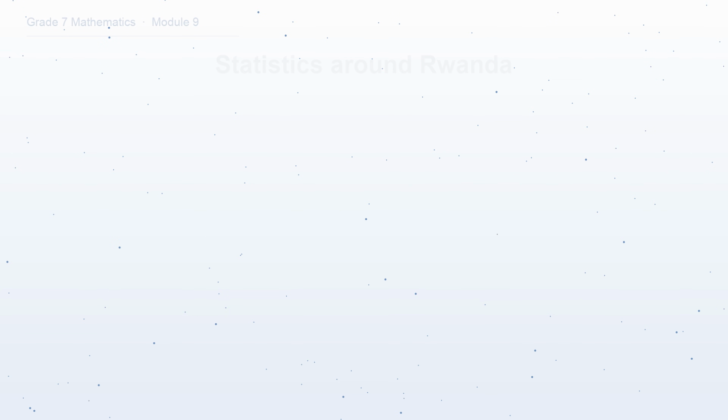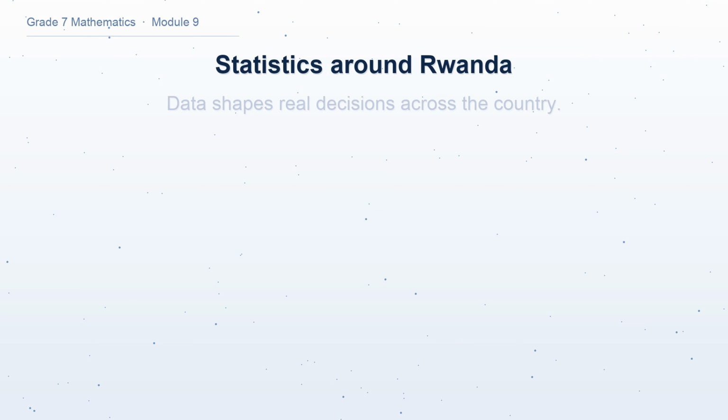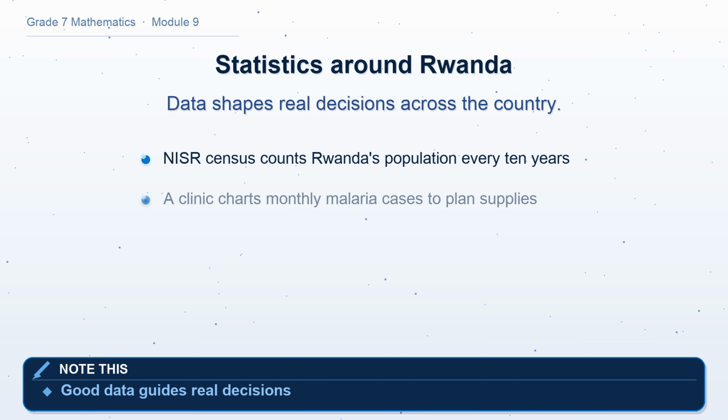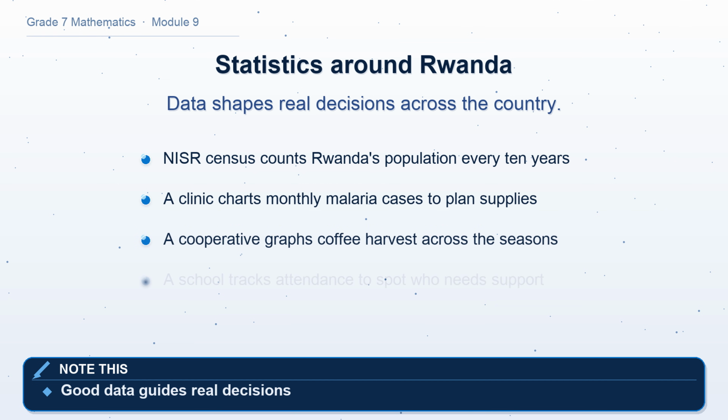Statistics is not only a classroom exercise, it guides real decisions all across Rwanda. The National Institute of Statistics counts the whole population in a census every 10 years. A health clinic charts its monthly malaria cases so it can order the right amount of medicine. A coffee cooperative graphs its harvest across the seasons to compare a good year with a poor one. And a school tracks attendance to find the learners who need extra support. Behind each of these is data collected and displayed with care.